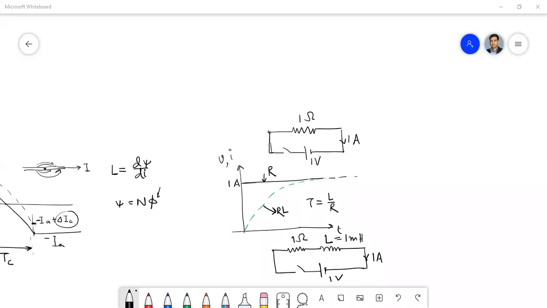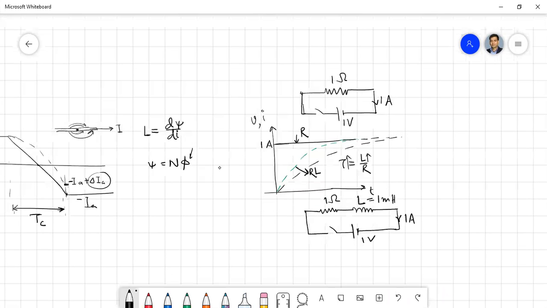So if L is increased, keeping the R value the same, the time constant will increase. That means there will be more delay. If L is increased, you will get more delay in the change in current. The current will again reach 1 ampere, but it will take more time to reach 1 ampere. Is that clear? That is the point I want to address here.